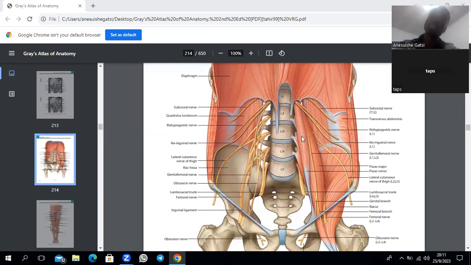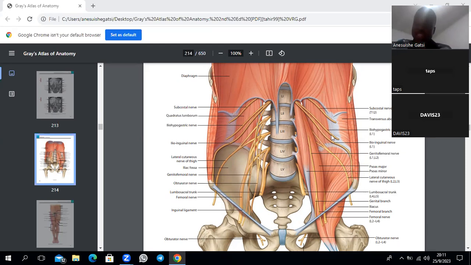But it's not the entire L4 that forms the lumbar plexus, because a very small part of L4 will contribute to the formation of the sacral plexus in the pelvis. So your lumbar plexus is the ventral rami L1 to L4. It's formed on the posterior abdominal wall, and the nerves formed from those ventral rami emerge on either side of the psoas major.